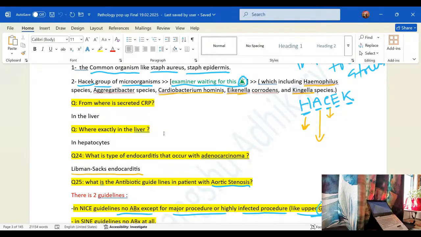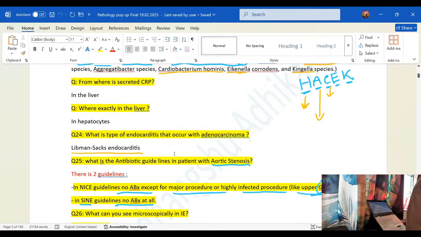NICE guideline and SIGN guideline. The NICE guideline says if a patient is going for any infected procedure like upper GI or lower GI surgery, then we can give antibiotic, or if it is a major procedure. And the SIGN guideline says no antibiotic at all.